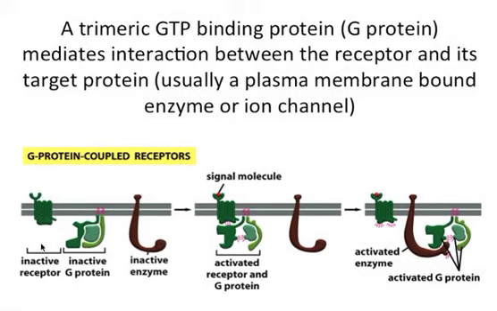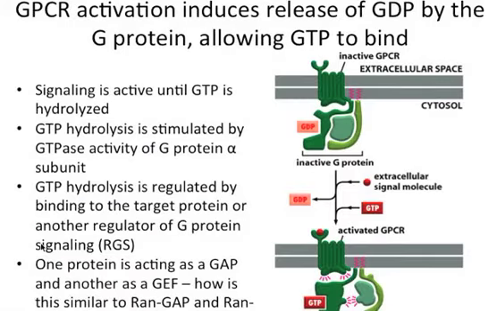I know, I tend to be really broad and people get confused because they want to give me protein names. So this is one way we've seen a lot of relaying a signal downwards. This starts off going across the plasma membrane, but eventually it's going to go downwards towards the nucleus. So it mediates an interaction between the receptor and its target protein, which is usually a plasma membrane-bound enzyme or ion channel. Okay.